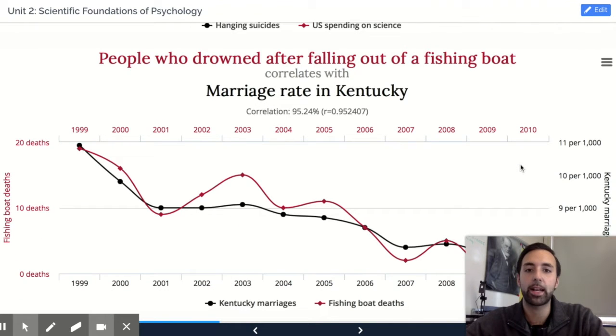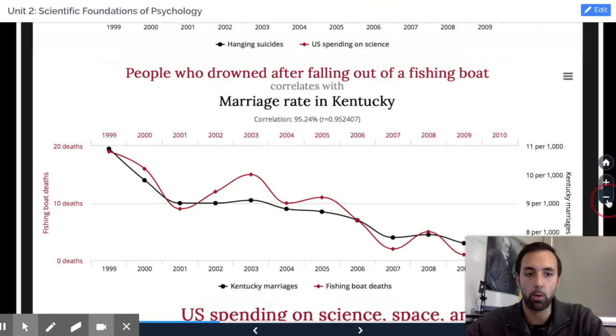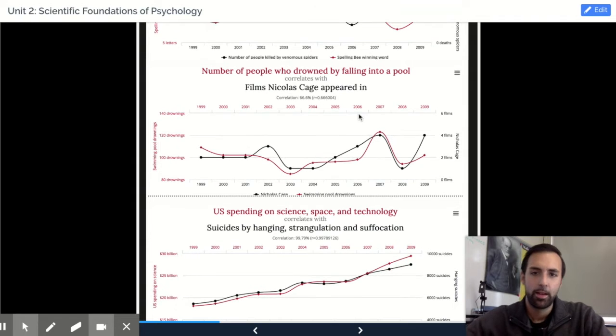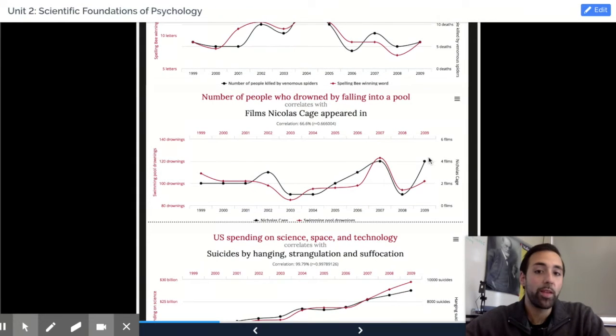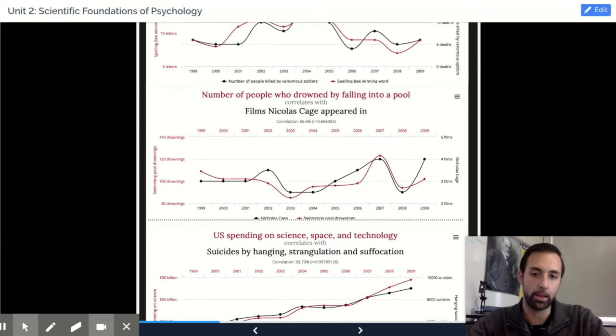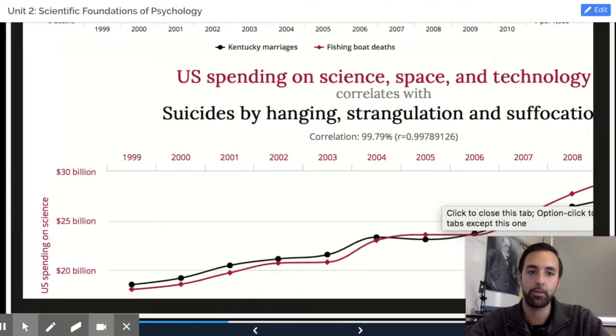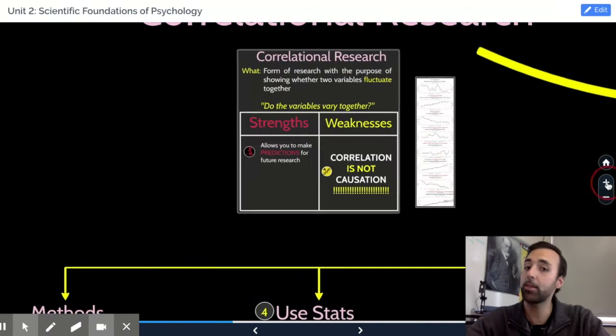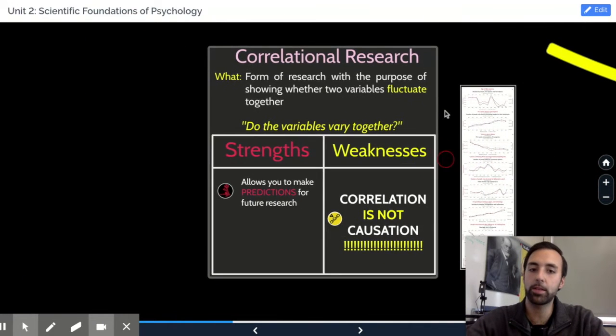People who have drowned falling out of a fishing boat and the marriage rate in Kentucky are correlated, but nobody's going to claim that one is causing the other. This might be the best of them all. The more movies Nicolas Cage appears in, the more people who are dying in swimming pools by drowning. We're not saying that Nicolas Cage movies are causing people to drown themselves in swimming pools, but those variables technically do fluctuate together. Those ones are all ridiculous, I'll admit that. But the whole point for correlational research is to just find whether or not variables fluctuate. And even though variables fluctuate, that doesn't suddenly mean you can say one causes the other, just as those ridiculous correlations indicate.